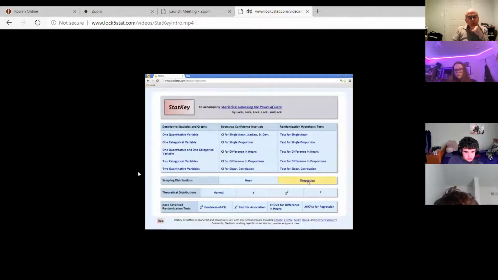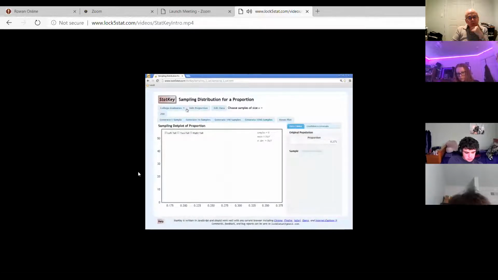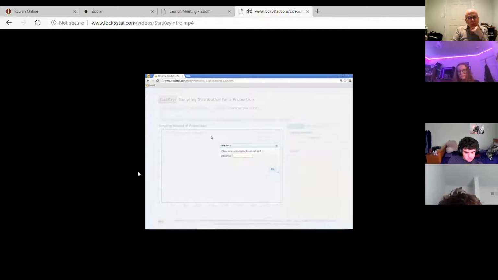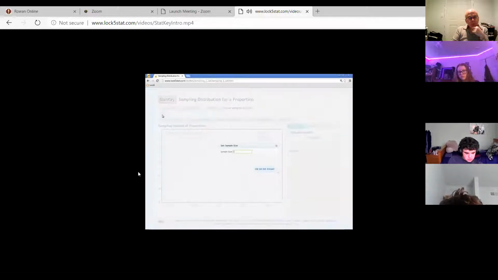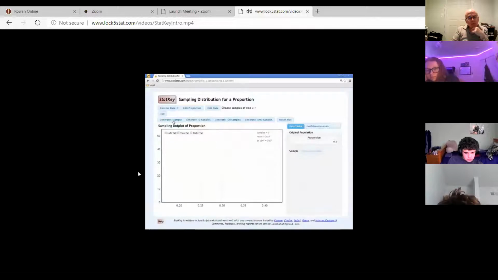So let's move over here to sampling distribution for proportion. And although we do have some examples built in, let's put our own proportion in. So let's suppose we want to sample from a population where the proportion is 0.3. We'll put that in here. And let's change the sample size to 100. We'll choose that here. And so now we generate our one sample.